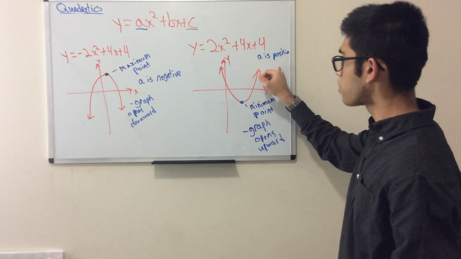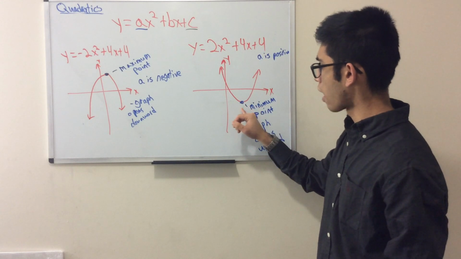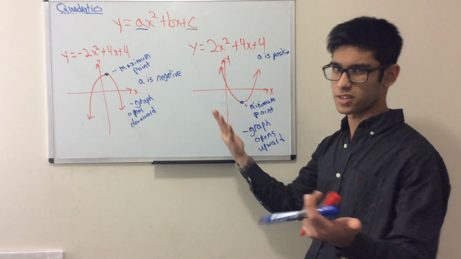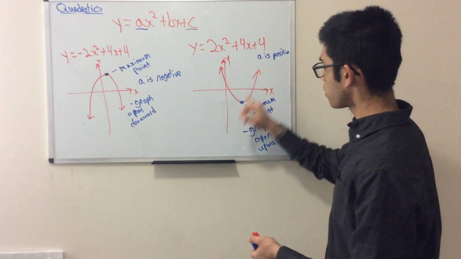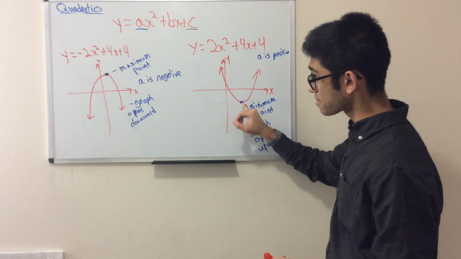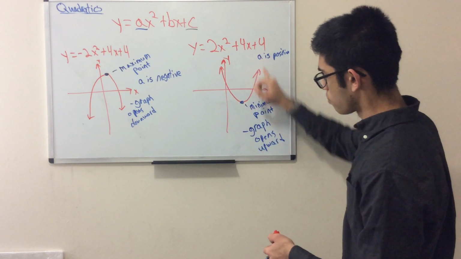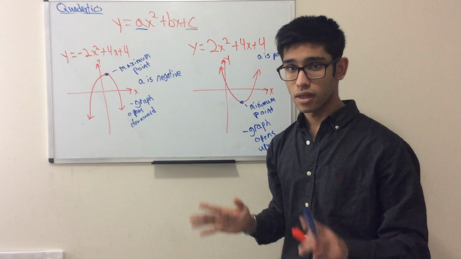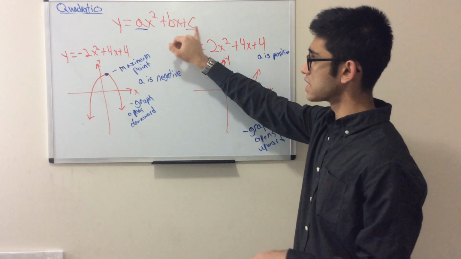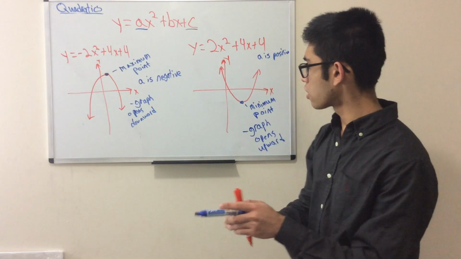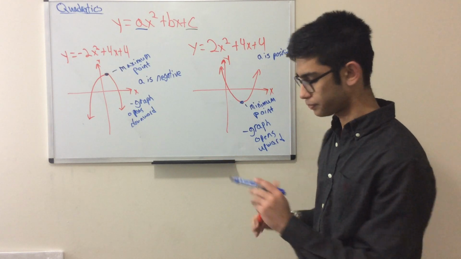If my a value is positive, my graph opens upward. Positive up, that's how I remember it. Again, if my a is positive, I have a minimum point as my vertex and it opens upward. And before I move on and talk about what the c signifies, I'm going to talk about two more things.